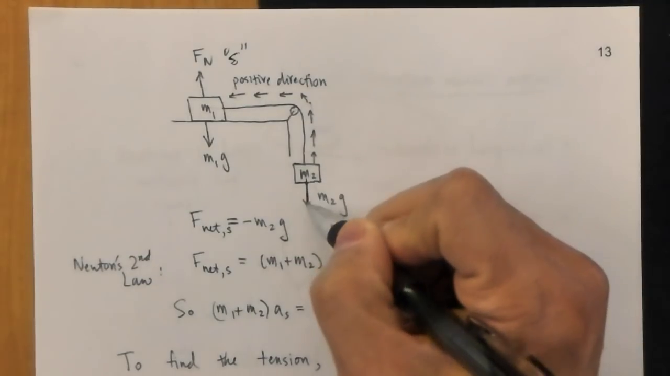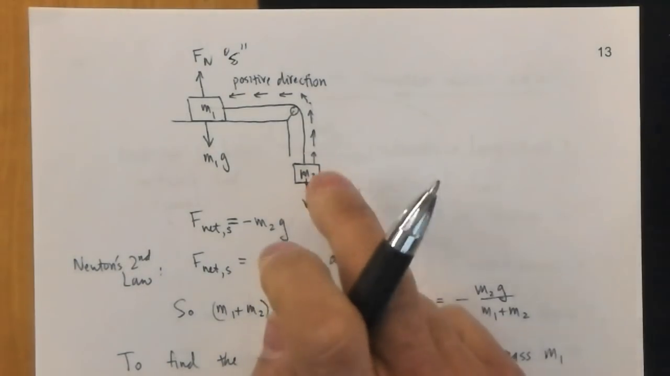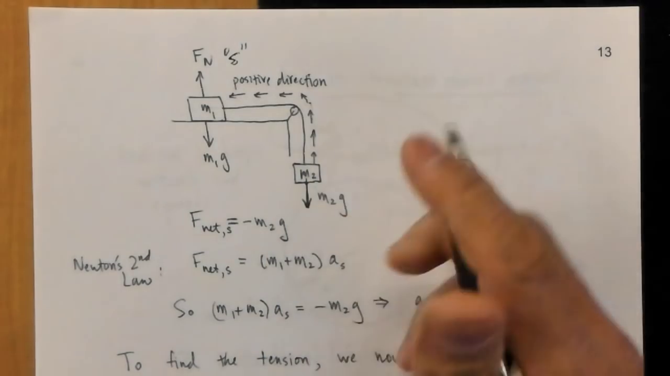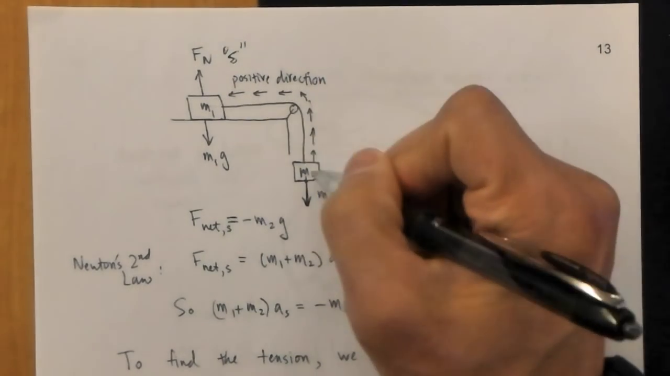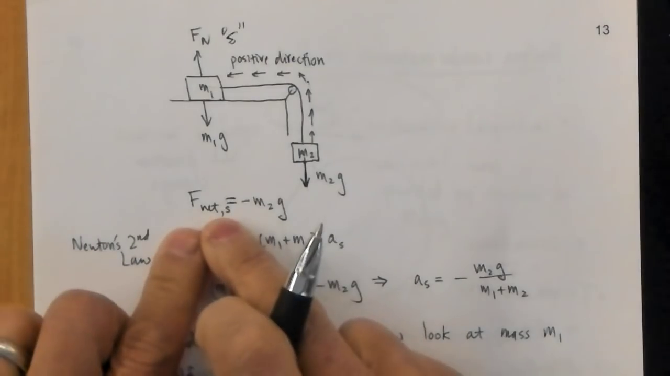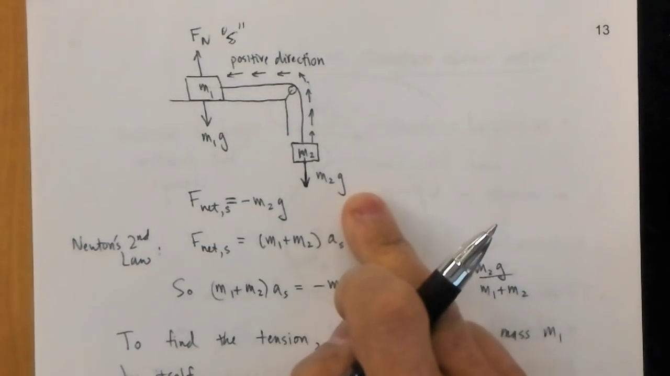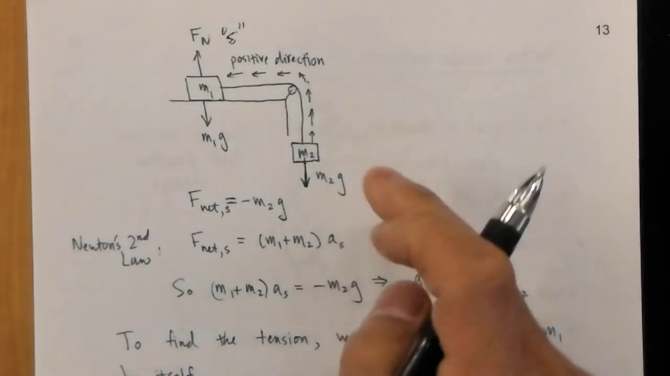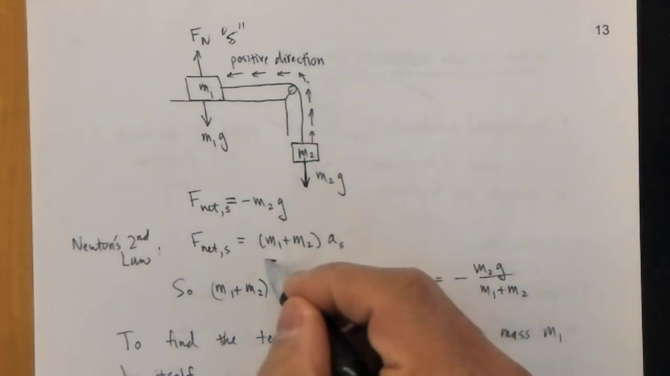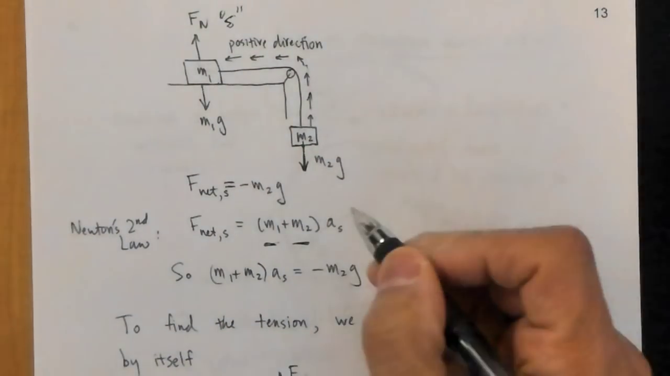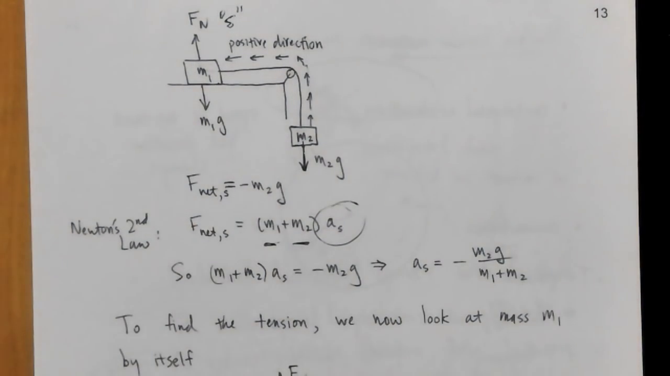So we have only the weight of this object pulling in the negative S direction. If this is positive, then it's going in the negative S direction. So the net force in the S direction is minus m2g. Then we apply Newton's second law. We have both masses together, so we have m1 plus m2 times the acceleration of both masses together.